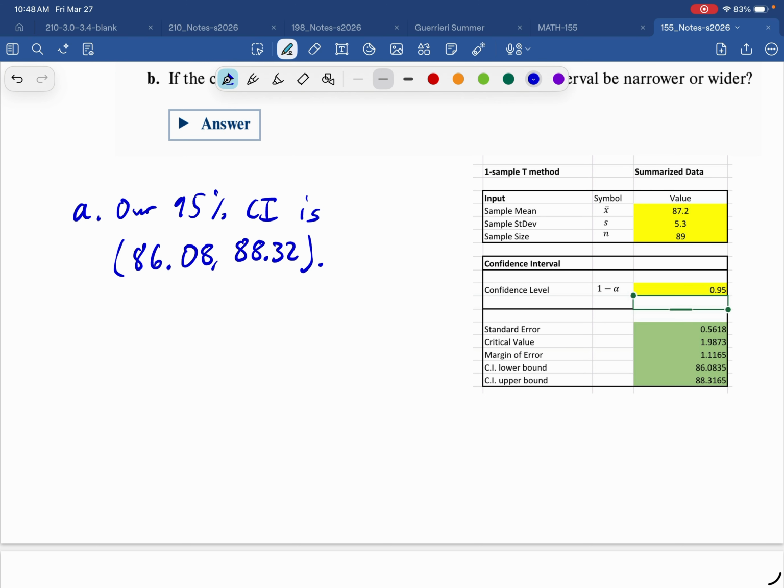Now, part of the reason was that our sample standard deviation wasn't all that big. It was 5.3. But part of it was that our sample size was really big, 89. So 5.3 over the square root of 89, that's a little bit more than a half. So we're not going to deviate very much from 87, one in one direction, one in the other direction, for 95%.